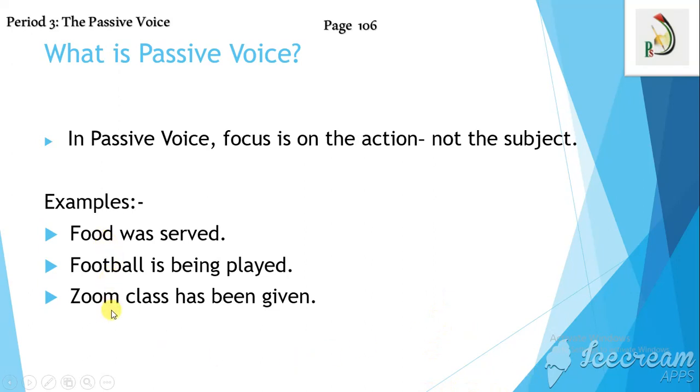If you focus on these sentences, we do not know who had the food, who ate the food. We don't know. But we know what happened? Food was served. Here, football is being played. We do not know who played football. Zoom class has been given to whom? We have no idea. Here, the focus is on the action, not the subject.